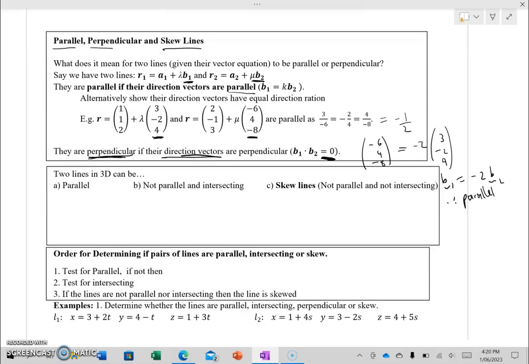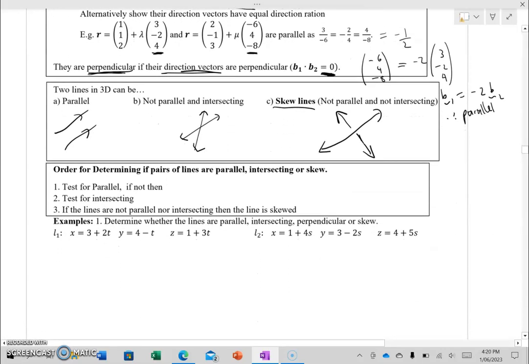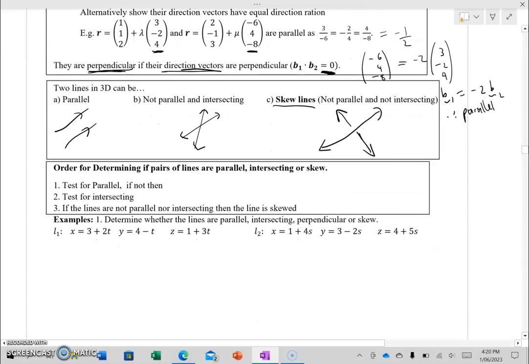So in 3D, lines can be parallel. That's horrible, but you get the idea. Not parallel and touching, intersecting. Or you could have skew lines, which is not parallel and not intersecting. So it could look something like a line, and you can draw, let's say, a line underneath by drawing that kind of effect where you let the line go. Looks like it's underneath. So skew lines are lines that are not parallel and do not intersect.